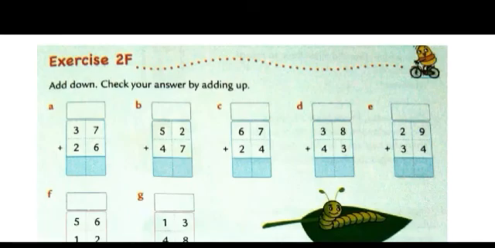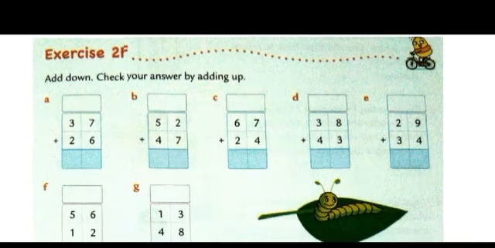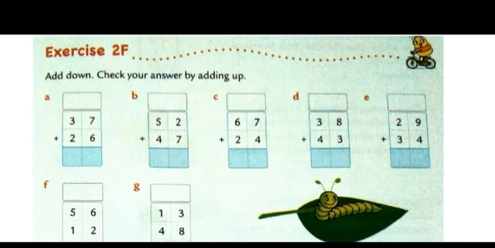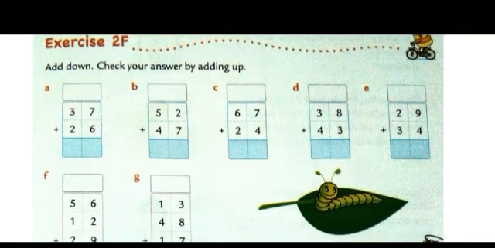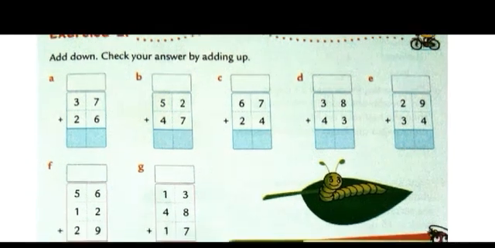Now we will do this exercise given here. Exercise 2F. Add down. Check your answer by adding up. So first we need to add them as we are doing it, and then we need to check our answer, and we need to write it up in this box given here. Okay, let's begin with the first one.